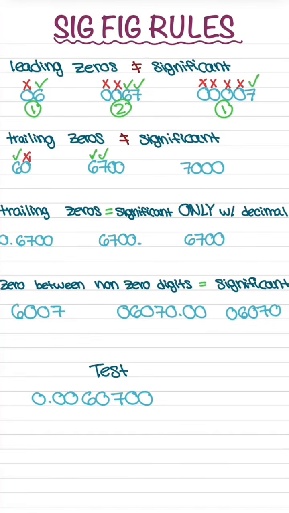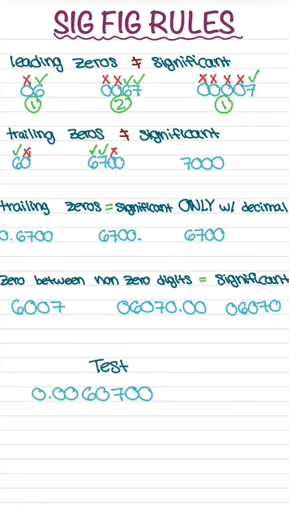is significant. The 0, however, not significant. Moving on, 7 is significant. These 3 zeros, not significant. So in total, we have 1 sig fig over here, 2 over here, and 1 over here.